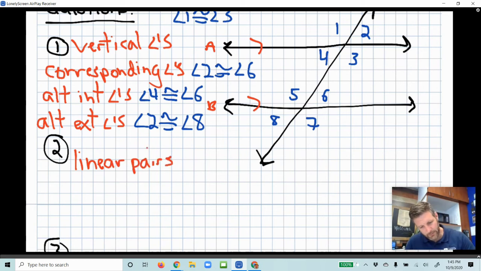Okay, and I'll give an example. I'll just say angle 1 and angle 2. And this I'm not going to say congruent because they're not equal. They're supplementary. They add up to 180 degrees. Okay, which other ones are supplementary?